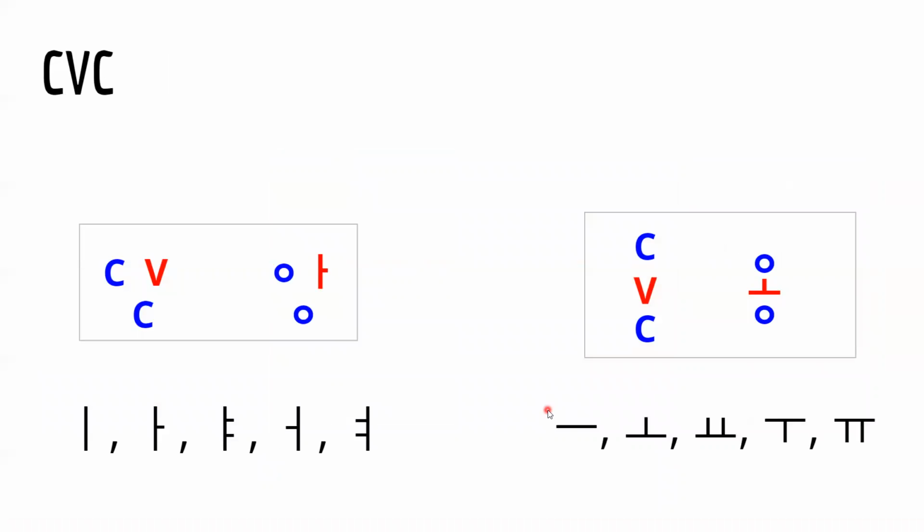CVC is what we learned 2 lessons ago. On the left, you'll see the regular CV form with another consonant on the bottom. An example is ang. On the right, there's the up-down CV form with another consonant on the bottom. ong. And just so you know, ang and ong are actual words. They're just examples.